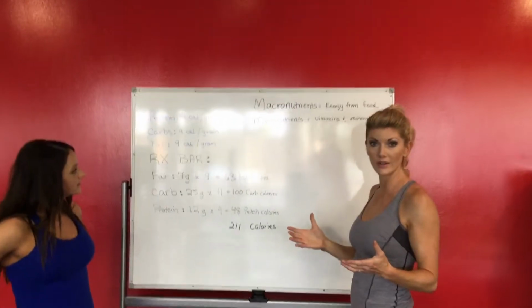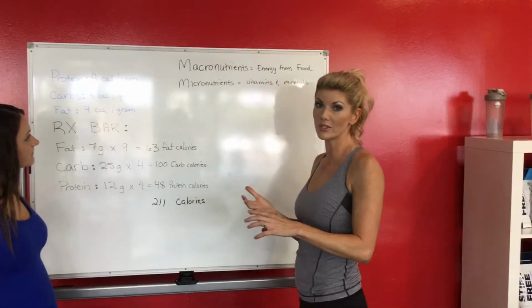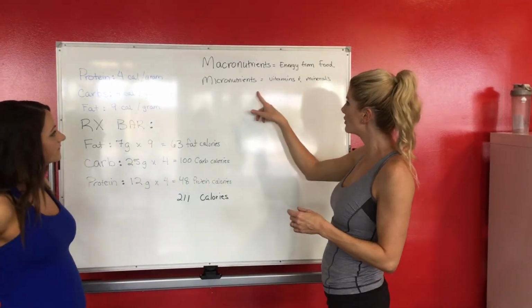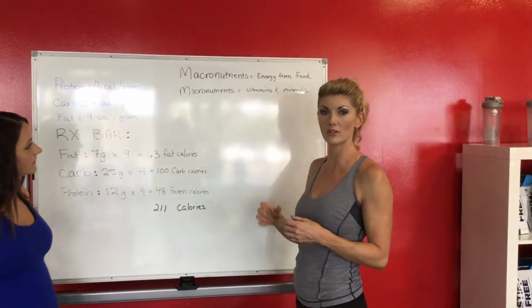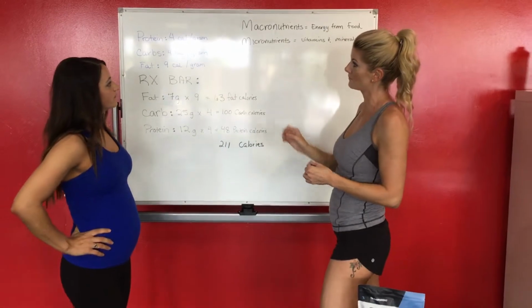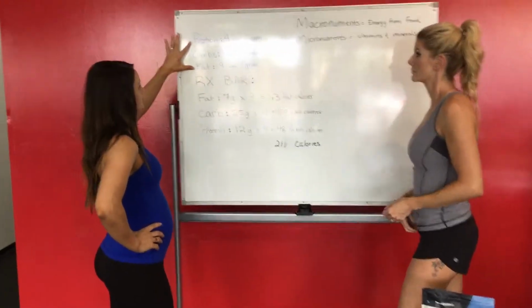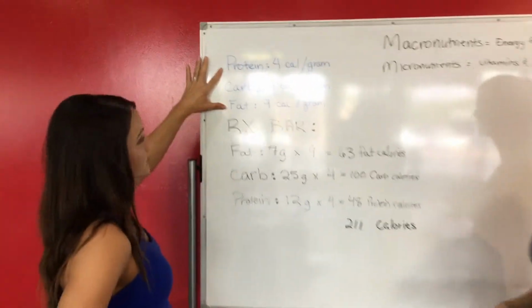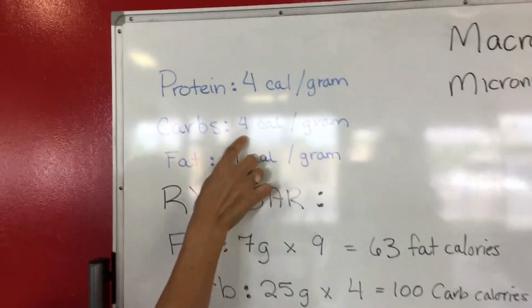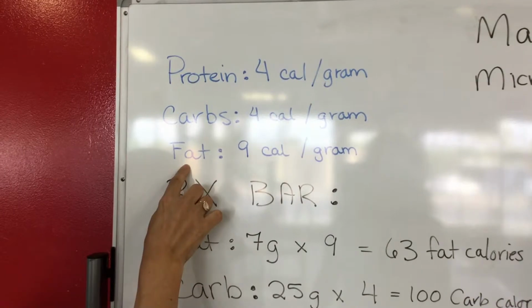Everything breaks down into three categories: fat, protein, and carbohydrate. There's a little bit of fiber in there that also has calories. And then micronutrients are your vitamins and minerals that don't have calories. Very important, but they don't have calories in them. And then here's the breakdown of how many calories are in each macronutrient. You have 4 for the protein, 4 for carbs, and then 9 for fat.